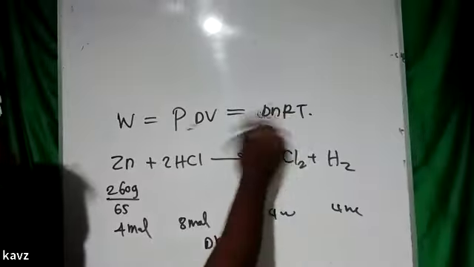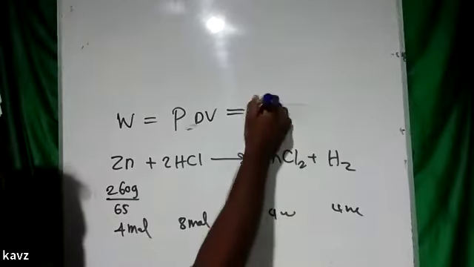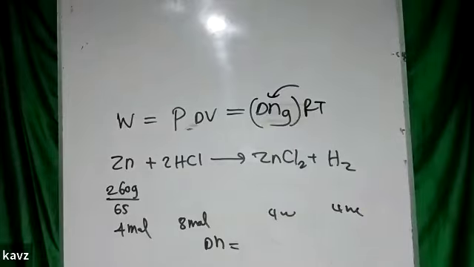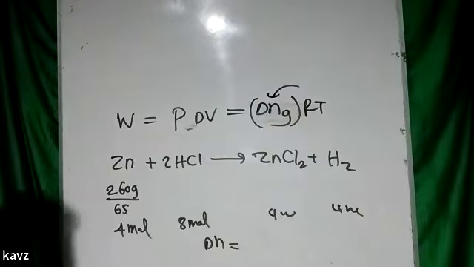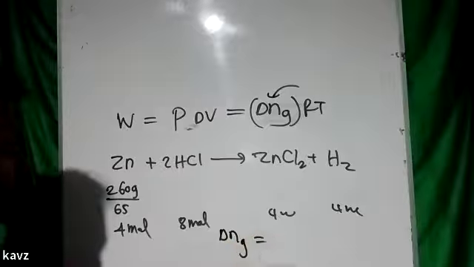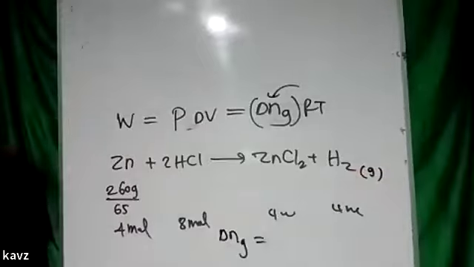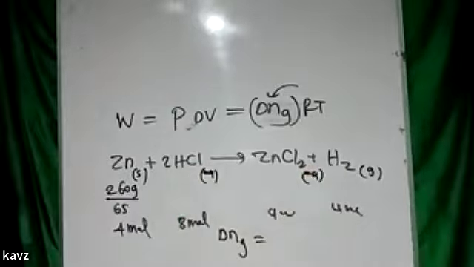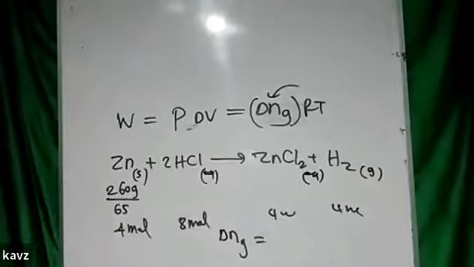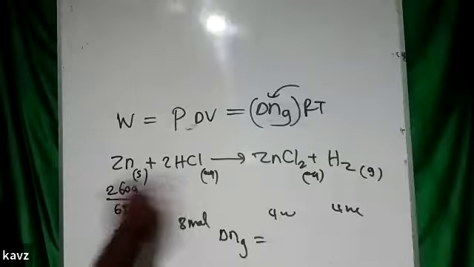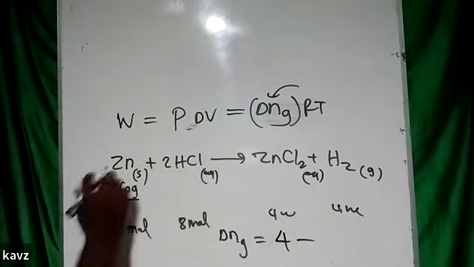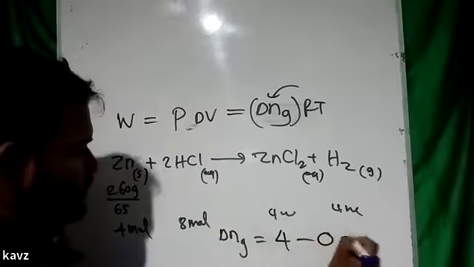Sorry, we have to use the gaseous species. I forgot: delta n g RT, the gaseous species, because the work is done by the gas. So delta n g is taken from the gaseous products minus the gaseous reactants. Zinc is a solid and HCl is aqueous, so there are no gaseous reactants on the reactant side. There are 4 moles of gaseous product, so it is 4.